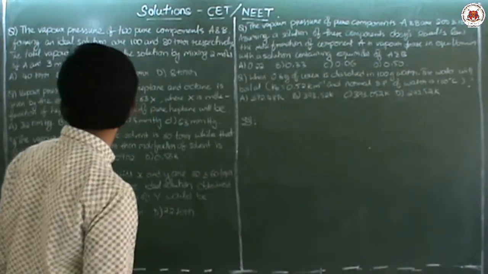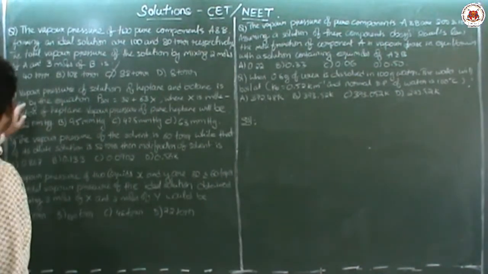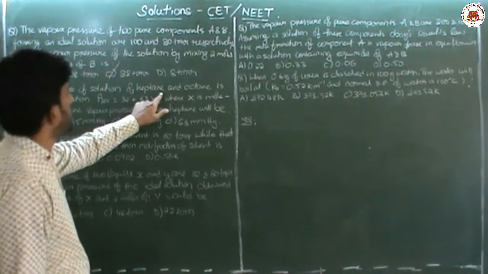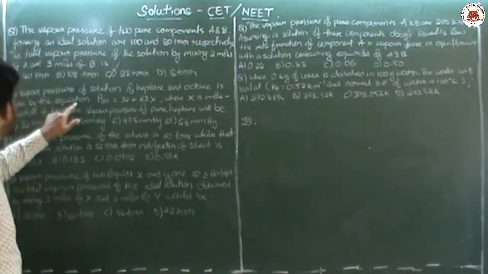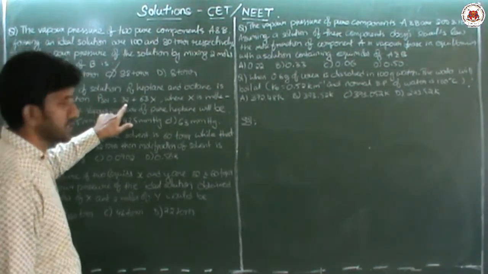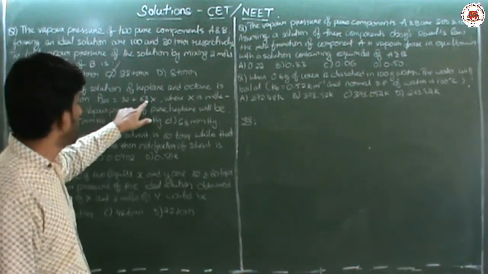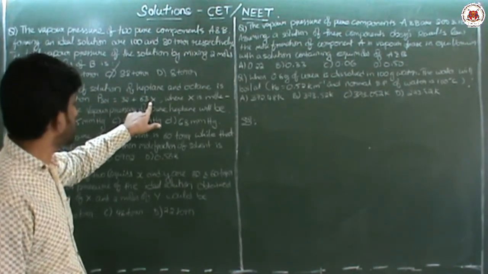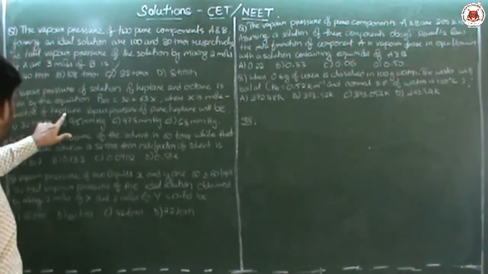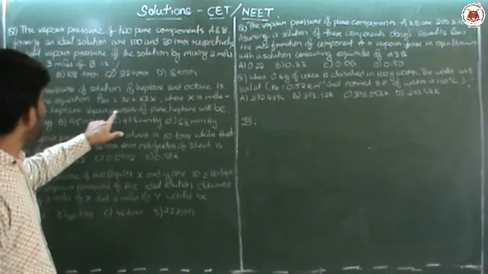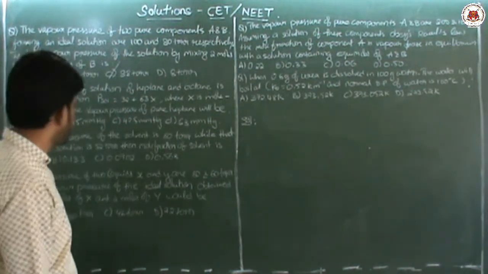Next question is, the vapor pressure of a solution of heptane and octane is given by the equation P solution is equal to 32 plus 63x, where x is the mole fraction of heptane. The vapor pressure of pure heptane will be.